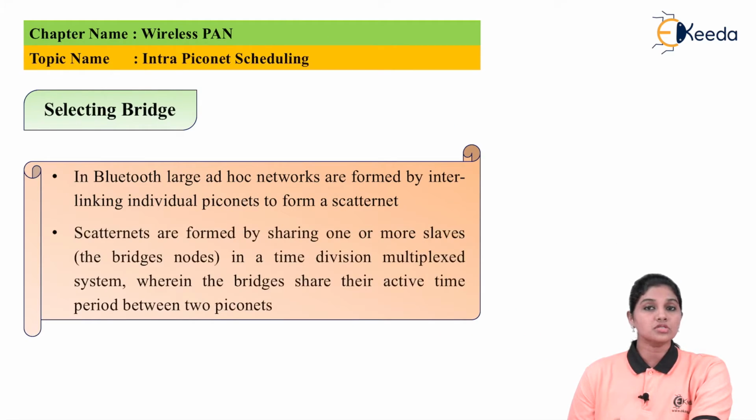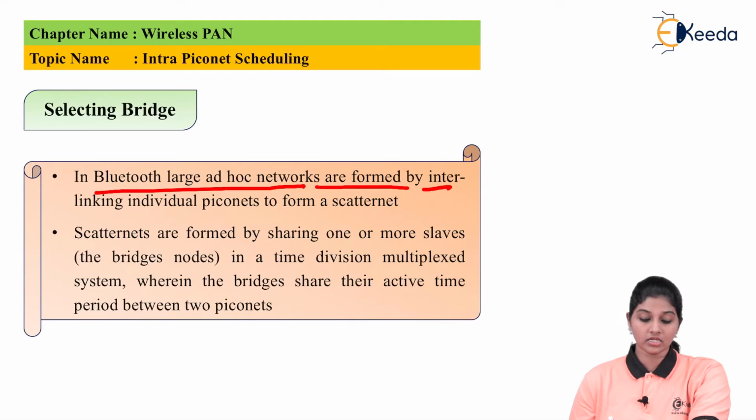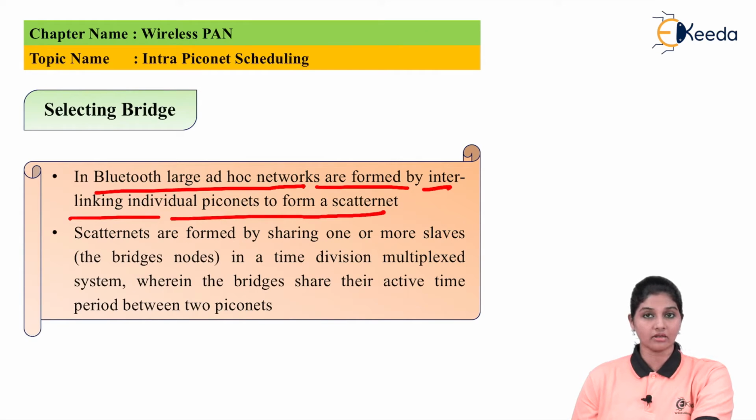Now next we are going to see how to select the bridge. In Bluetooth, large ad hoc networks are formed by interlinking individual piconets to form a scatternet. We know that when two devices connect with each other, they form one piconet. In one piconet, a maximum of 7 devices can be connected to a master, but when one or more piconets get connected with each other, they form a scatternet. So the ad hoc network in Bluetooth is formed by interlinking the individual piconets so that they can form a scatternet.